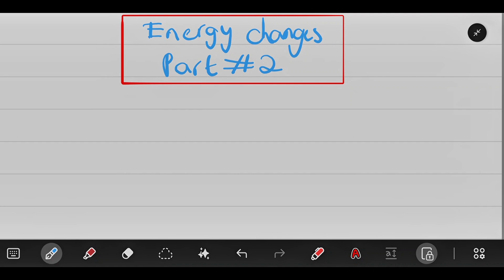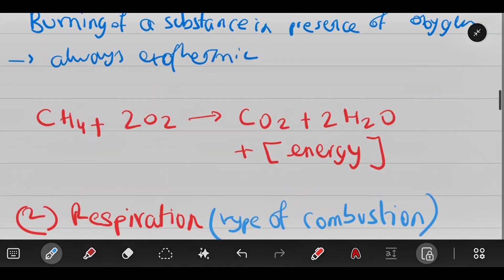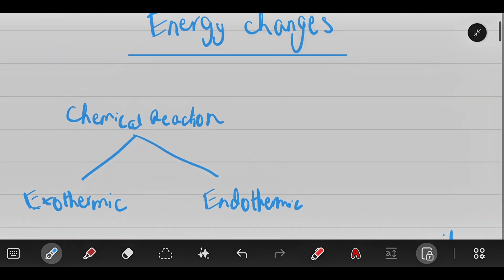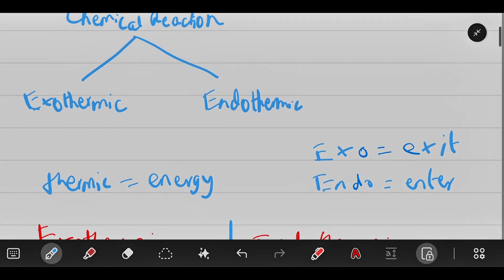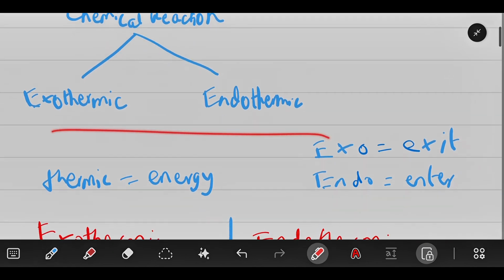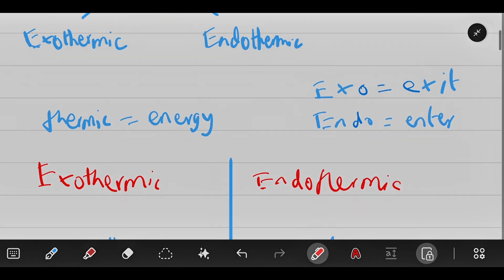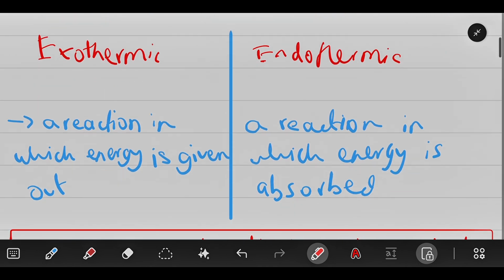So in the last class we started our discussion on energy changes, which was a brand new topic, and this is part 2. Now, a quick recap of part 1 before we start. We discussed how chemical reactions are classified into exothermic and endothermic reactions. We also discussed how in an exothermic reaction the energy is given out, and in an endothermic reaction the energy is absorbed.